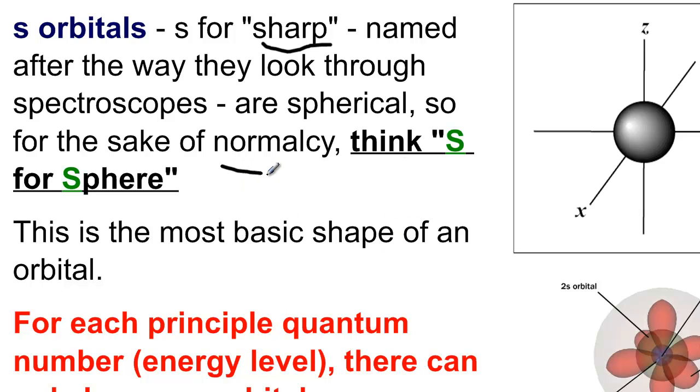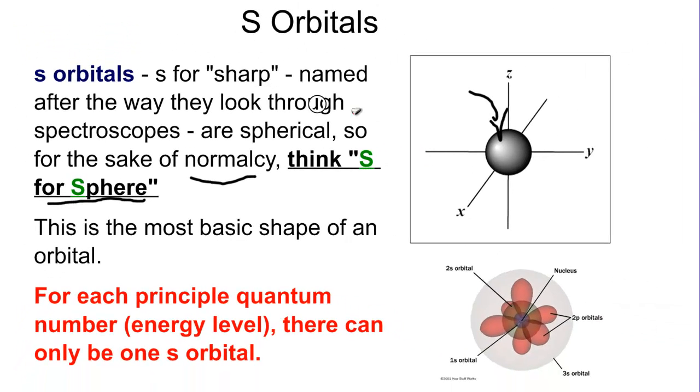And just for normalcy, let's just keep it simple. That's the good principle, the KISS principle. Keep it simple, stupid, right? All right. S for sphere. Okay, S for sphere. And this is an S orbital here. It's spherical. It's very easy to remember that.